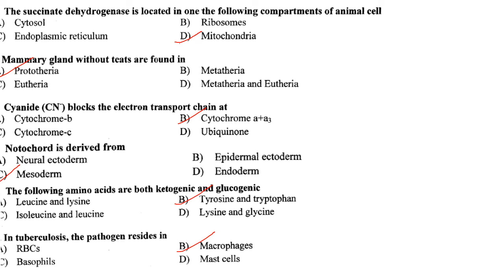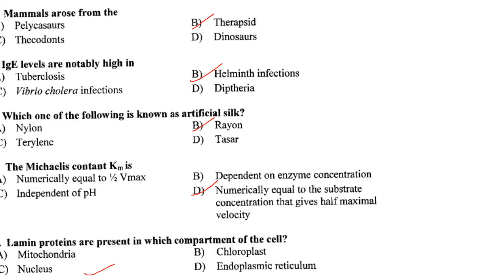Then next one. In tuberculosis, the pathogen resides in. So it resides in the macrophages. Answer is option B. Then next one. Mammals arose from the. So mammals arose from the therapsid. Answer is option B. IgE levels are notably high in. So they are notably high in helminth infections.